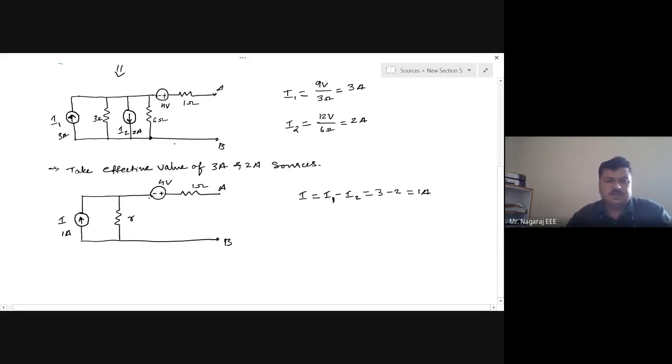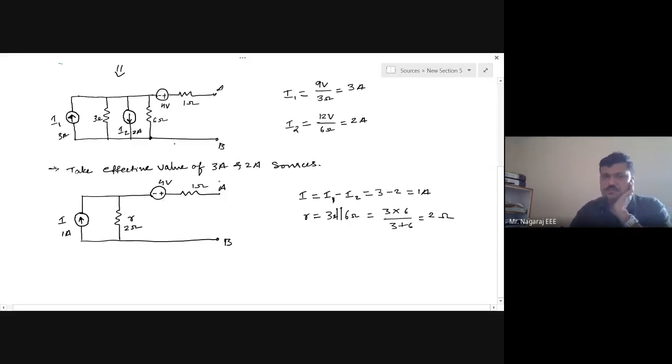Now what is resistance R? R is the parallel combination of 3 ohm and 6 ohm. So 3 ohm parallel 6 ohm is equal to 3 into 6 divided by 3 plus 6, which is 18 by 9, that is 2 ohms. So this is 2 ohms.